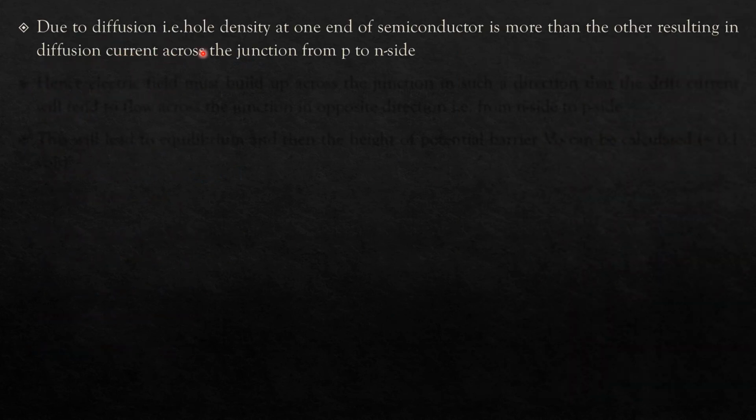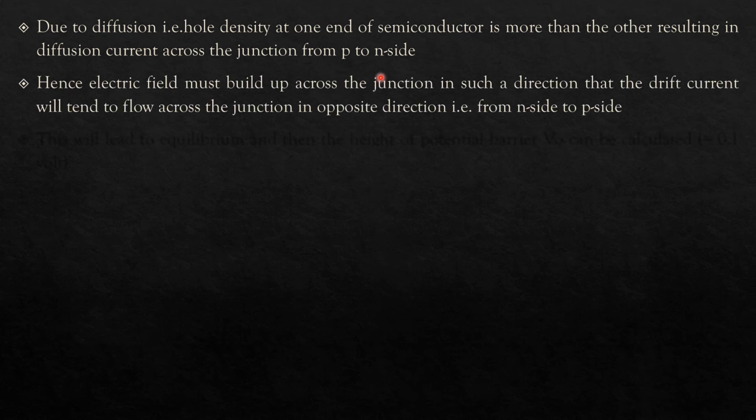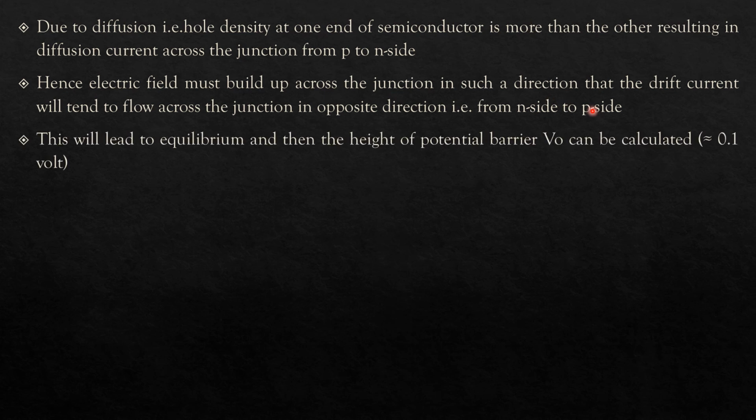Due to diffusion, that is, the hole density at one end of the semiconductor being more than at the other, there is a diffusion current across the junction from the P to the N side. Hence, the electric field must build up across the junction in such a direction that the drift current will tend to flow across the junction in the opposite direction, that is from the N side to the P side. This will lead to equilibrium, and then the height of the potential barrier V0 can be calculated. It is approximately 0.1 volt.